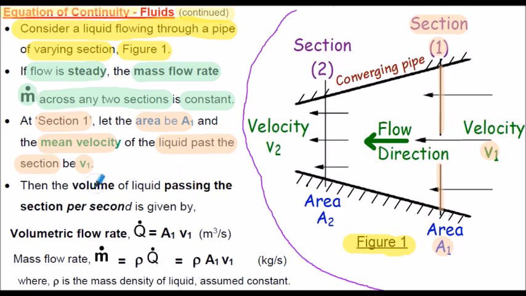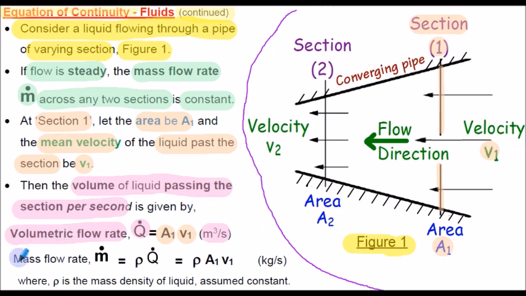For continuity, the volume of liquid passing the section per second is given by the equation for volumetric flow rate, symbol Q dot. That's simply the cross-sectional area of the pipe at section 1 multiplied by the velocity at section 1. Volumetric flow rate has the unit of meters cubed per second.